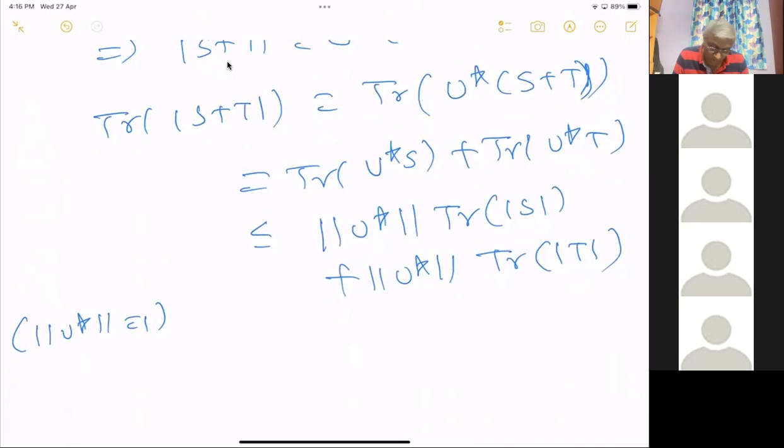So now this is equal to, in fact, but you can write it as less than or equal to, trace of mod S plus trace of mod T. Then this is what we want. So the triangle inequality holds.